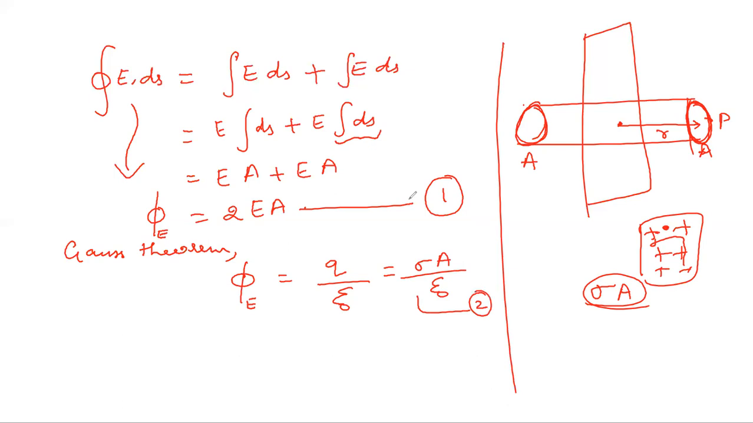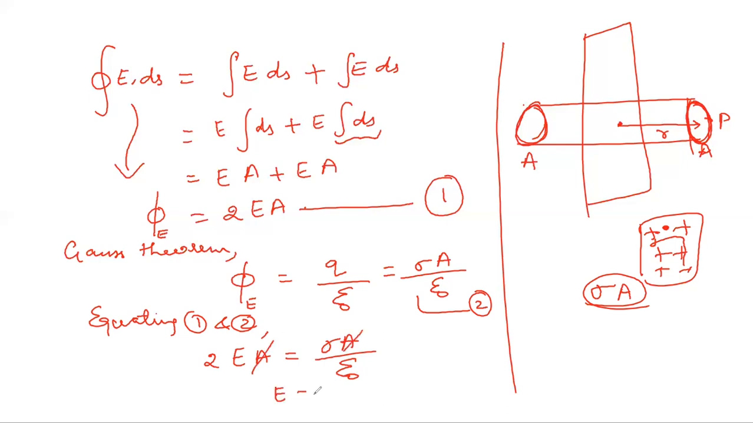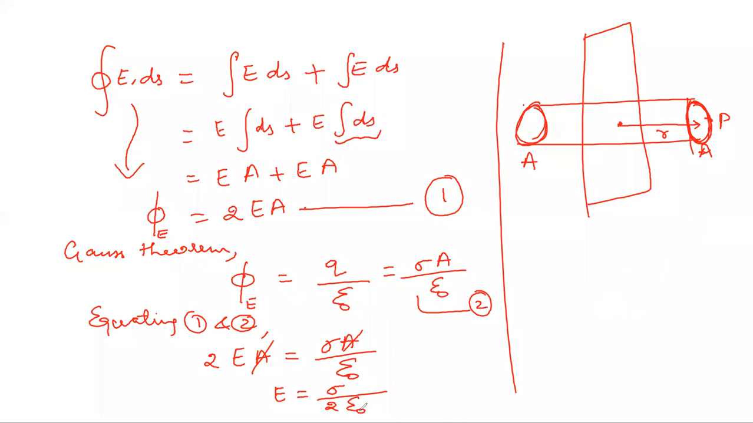If you see equation 1 and 2, LHS are same, so we can equate the RHS. So equating 1 and 2, what we will get is 2 into EA is equal to sigma A by epsilon naught. So A and A will get cancelled. So my final expression will be sigma by 2 epsilon naught. Okay. So this is the final expression for electric field due to the plane sheet.